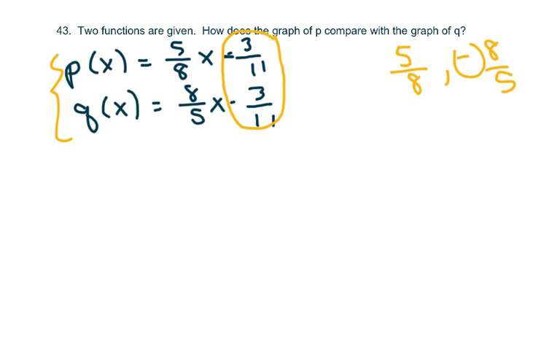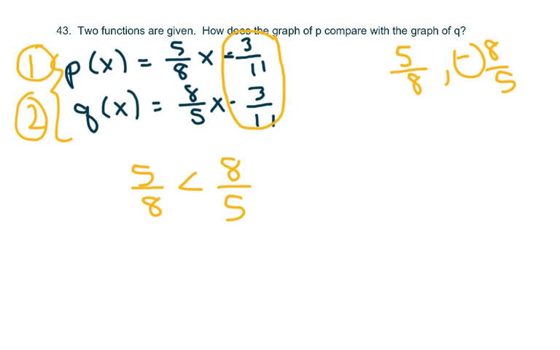I do know that P is less steep than Q, because 5/8 is smaller than 8/5. So P is less steep than Q, so that means my answer is B. Again, you should have the test. So P is less steep than the graph of Q. You could also do this just by graphing it and do it that way.